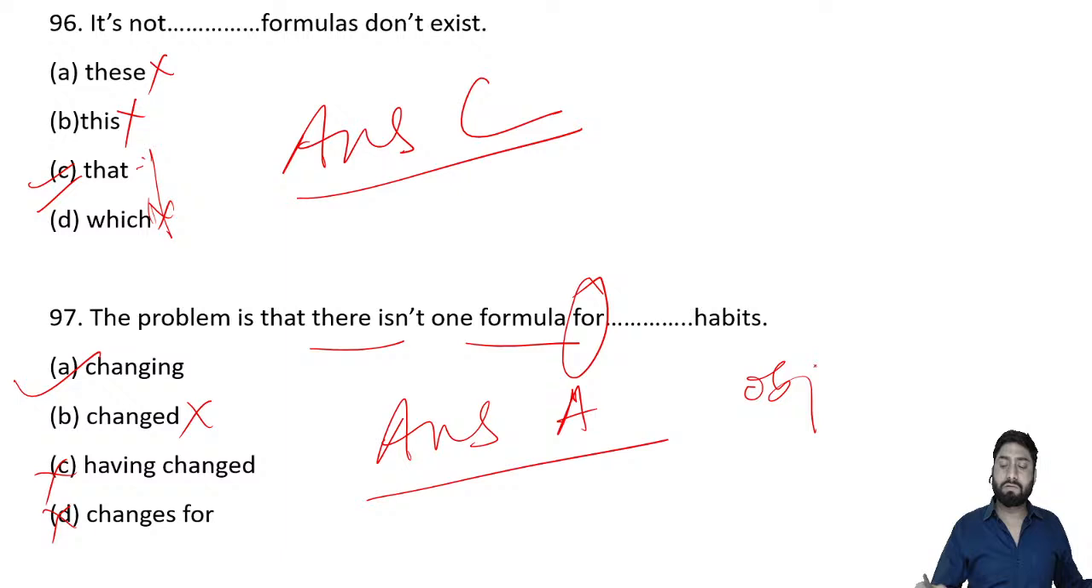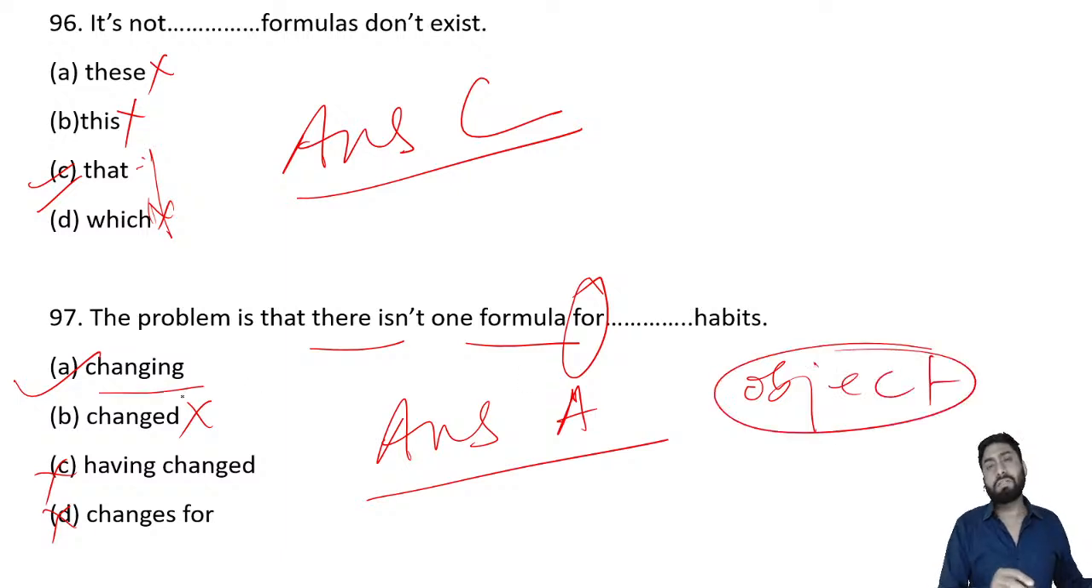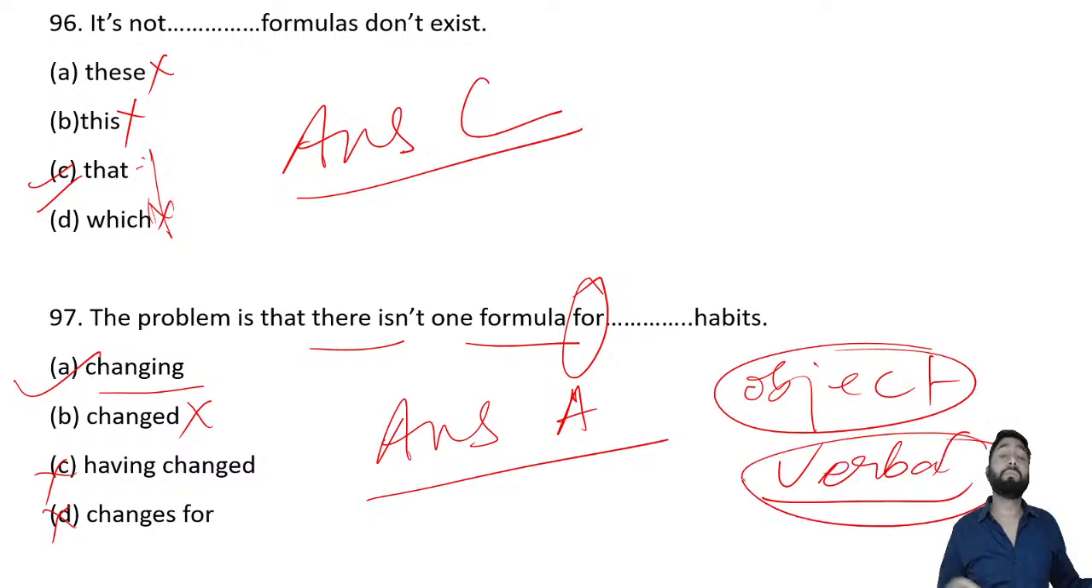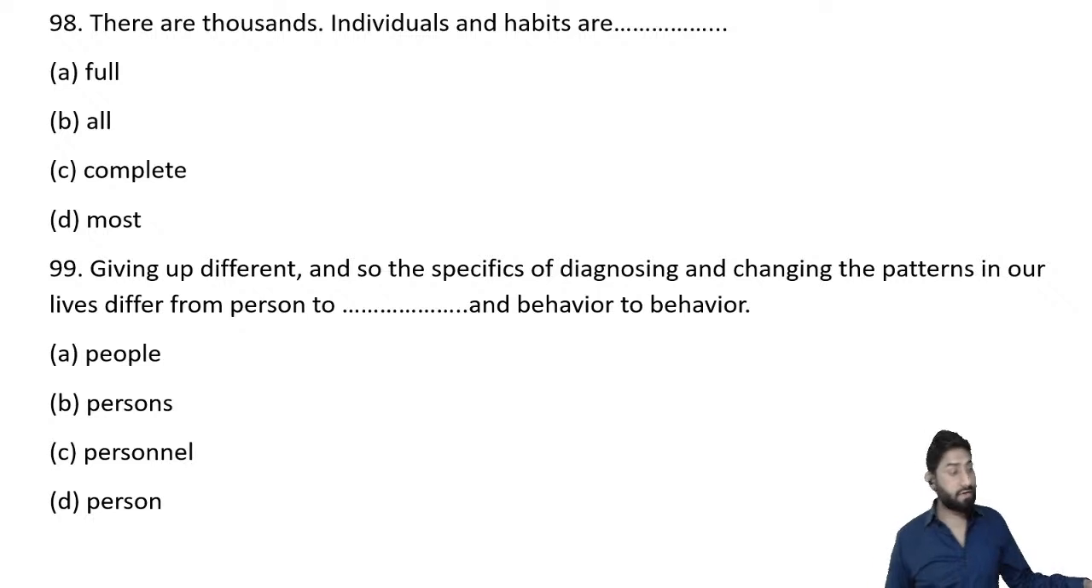So in the object, if a verb has come in as changing, then obviously that has to be in a verbal form, right? Only then will that conform with the rules. हम सब पढ़ चुके हैं इन सब चीजों को, so for changing habits, that's the most appropriate option here. 97 done. Now next, 98.